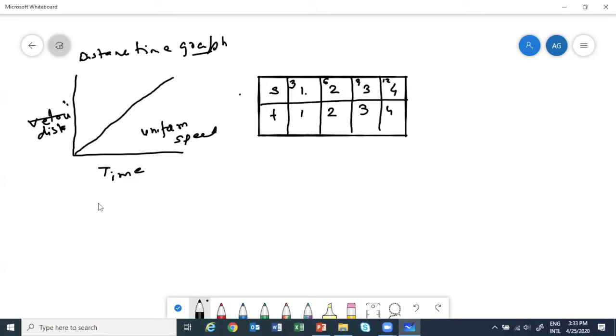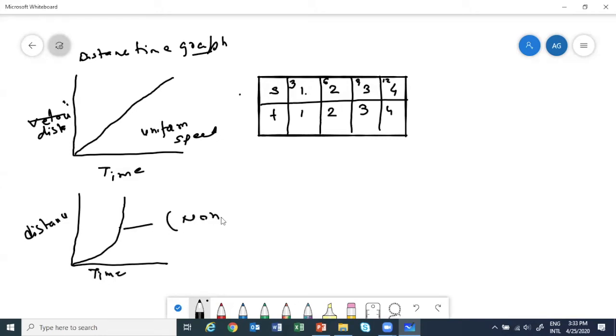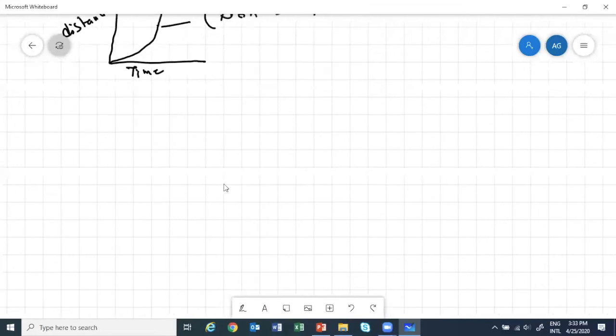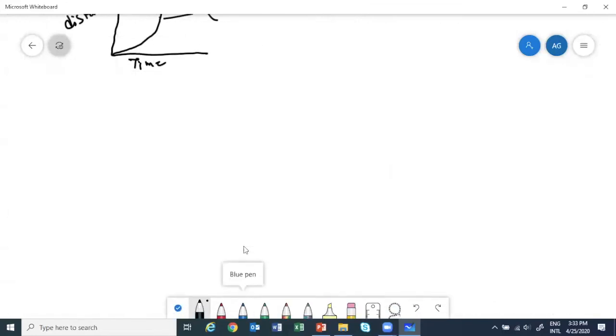Okay, but if the graph is like this, so this is distance, and time is non-uniform. Good. Anyway, we have already studied this before also. Okay, so I just revise this one.